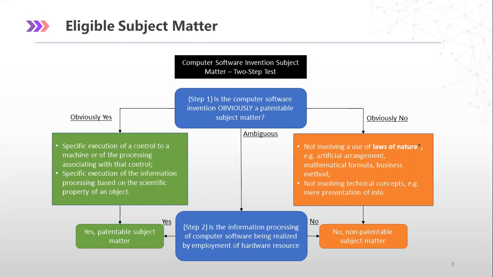it has to move on to the second inquiry, asking if the invention's information processing of computer software is realized by the use of hardware. If yes, then the invention will be considered an eligible subject matter.